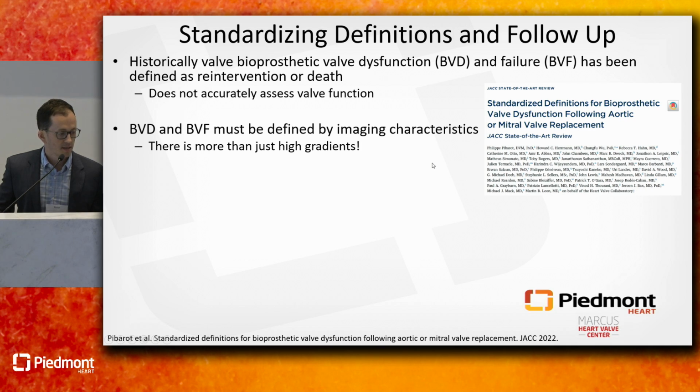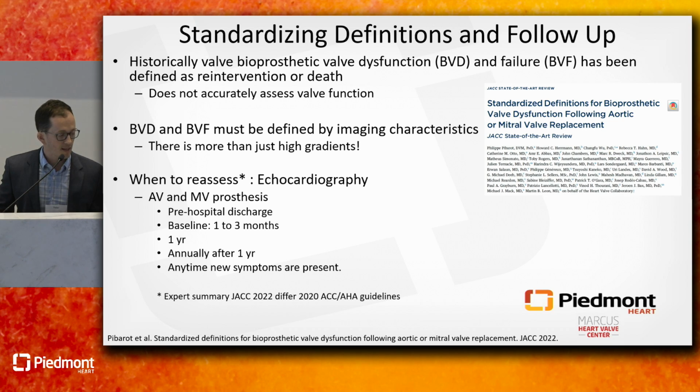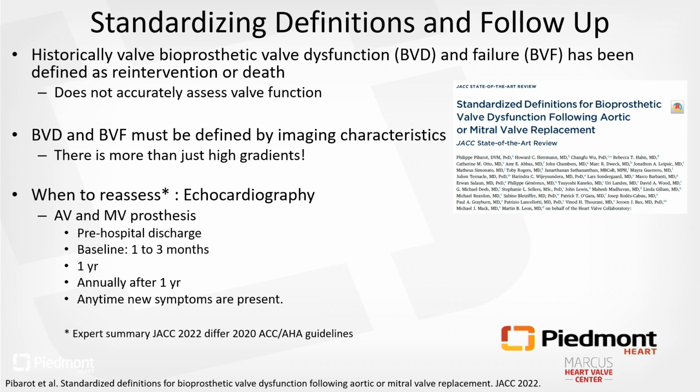This was a state-of-the-art review from 2022 that attempted to standardize how we define bioprosthetic valve dysfunction for aortic and mitral valve replacement. And one of the key things they recommended was, when do we reassess these valves after procedure? The recommendation from this expert consensus was a little bit more aggressive than the 2020 guidelines. They recommended a pre-hospital discharge echo, another baseline echo at 1 to 3 months, an echo at 1 year, and then annually after that, or anytime the patient has new symptoms.